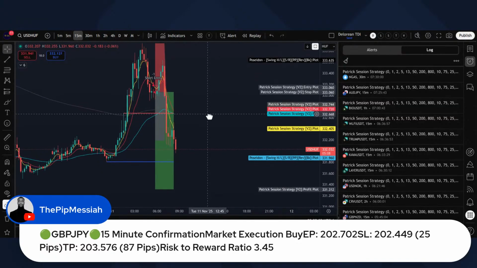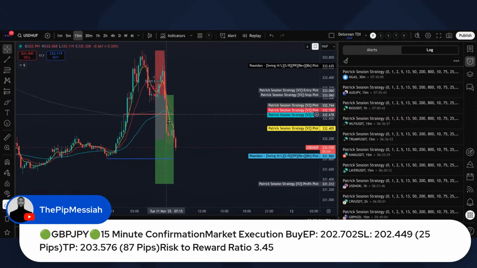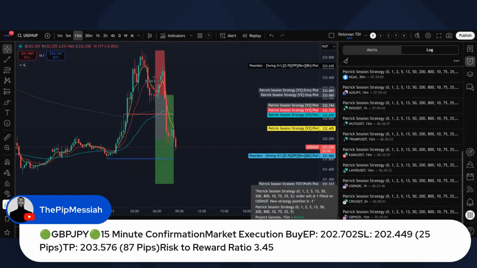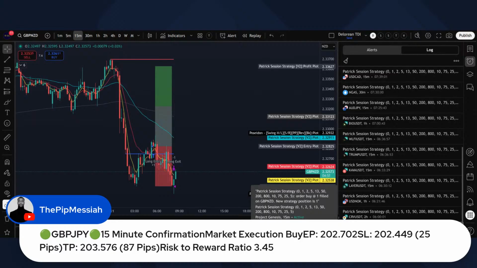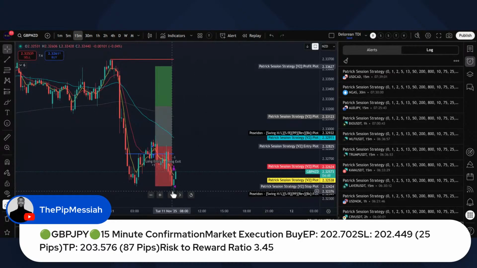And we have a sale on United States dollar versus Hungarian forint. It's already more than 50% on the way to profit, so we won't be entering that. That's a nice entry. Have Great British Pound versus New Zealand dollar. It already is invalidated. It hit stop loss.